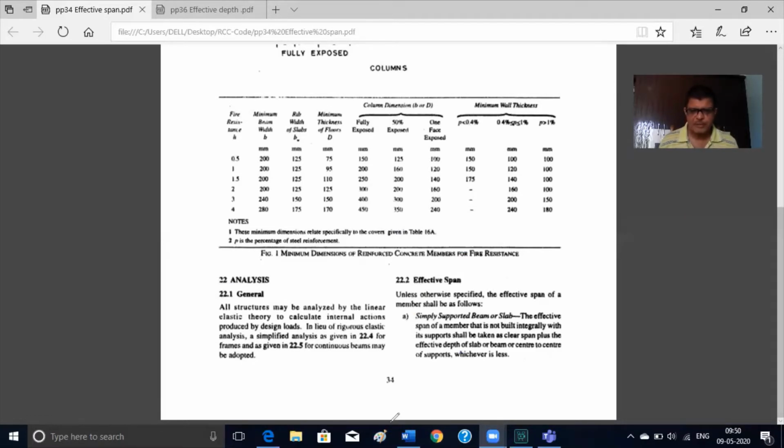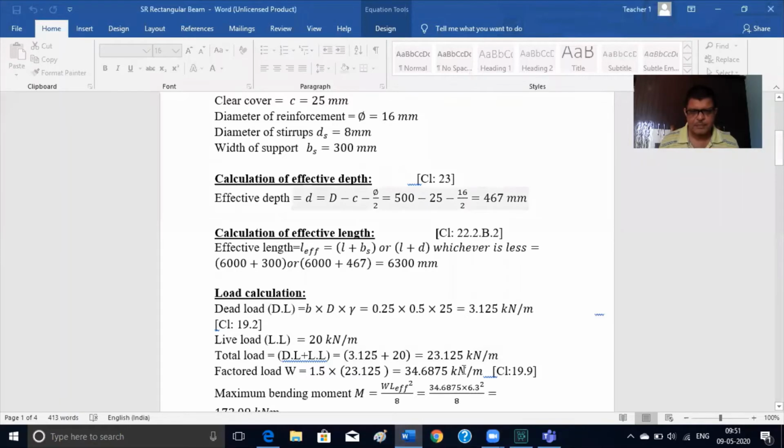Now let us go to the problem. So we have to find out the clear span, and once you find out effective depth and clear span, next you have to go for the load calculation part. How to calculate the loads.